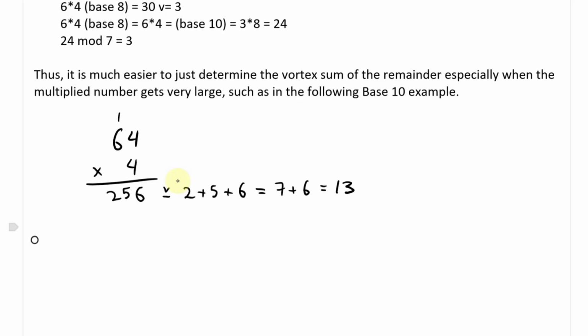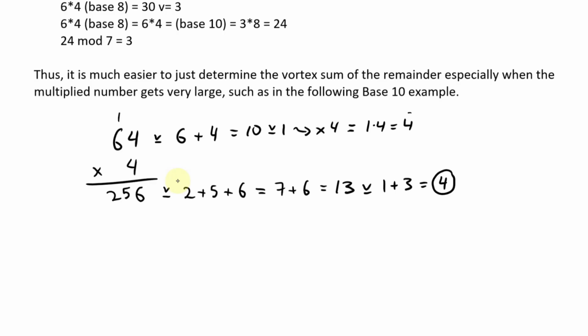Equals 13, but instead we could have just done this one right here, the 64. If we just did instead v equals, for the 64 is 6 plus 4 equals 10, v equals 1, 1 plus 0. And now we multiply this by 4. Times 4, this equals, 1 times 4 equals 4. Oh, this one we forgot to add up. V equals 1 plus 3. Yeah, so we're still not done with that one, and we finally got it, 4. But this one already there, 4.